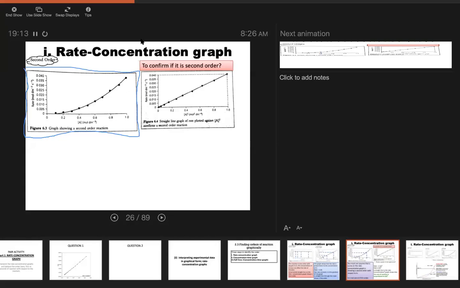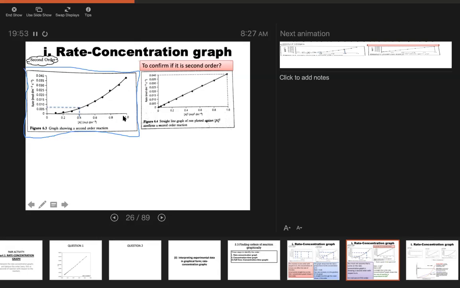Now how do we identify the graph of a second order? Same thing, same procedure. You pick a point. For this graph, I cannot take 0.1 because I cannot read exactly what the number is. So 0.2 is also difficult to read. So I am going to take 0.4. I just choose any point that is easy. If I read 0.4, the reading is about 0.006.